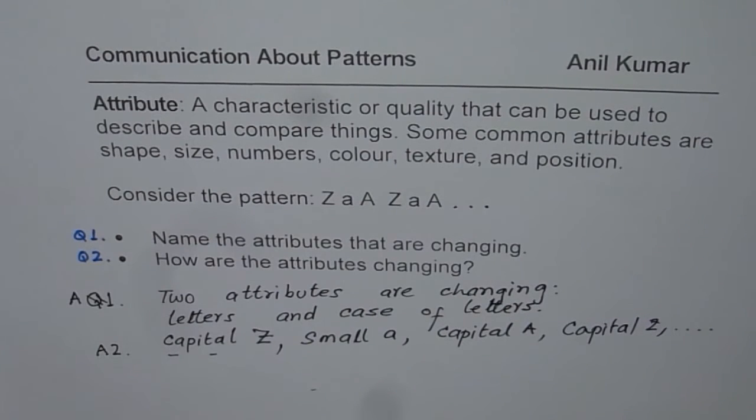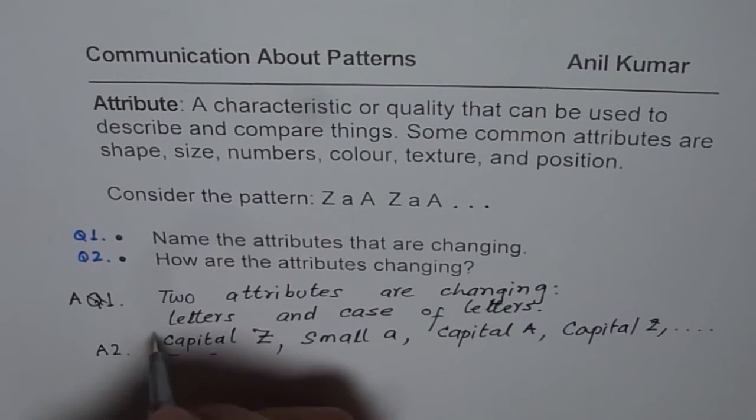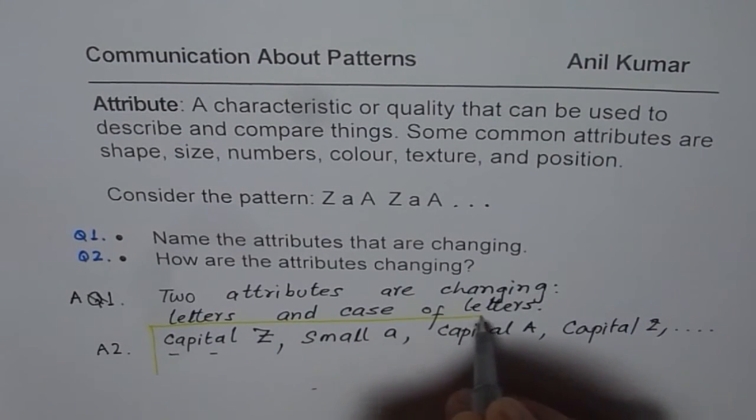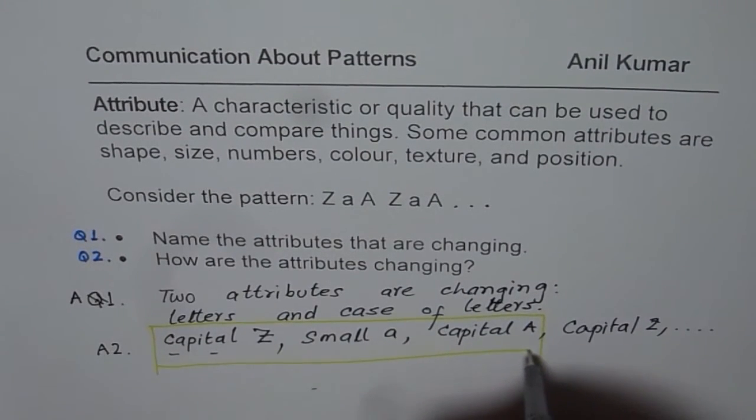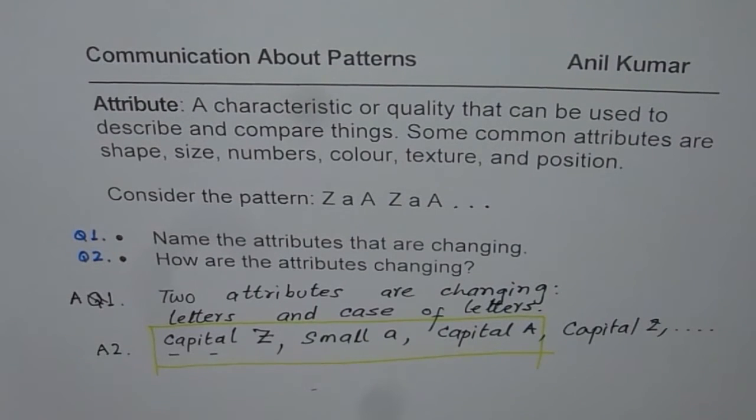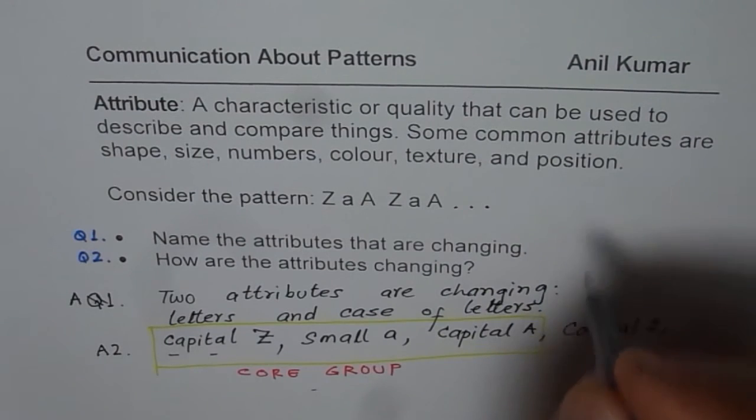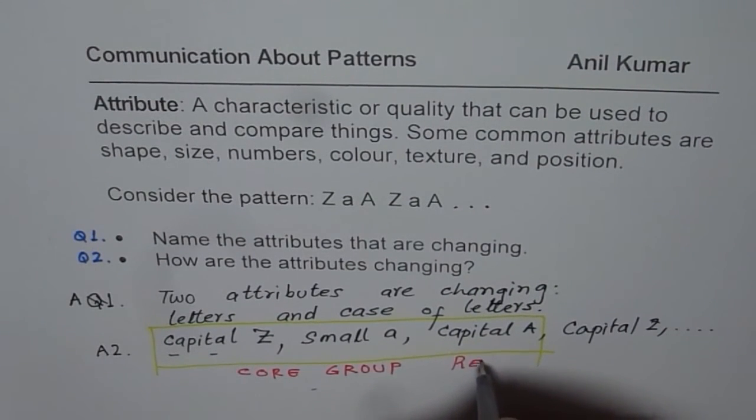And so on, correct? One more thing which I like to tell you now is whatever repeats is called the core group. So in this case, we find that capital Z, small a, capital A repeats, right? So that is called core group. So the core group which repeats is capital Z, small a, capital A. Since we have a group repeating, this pattern is also called a repeating pattern.